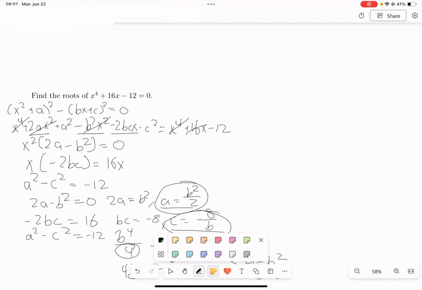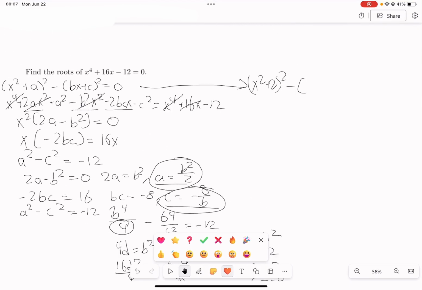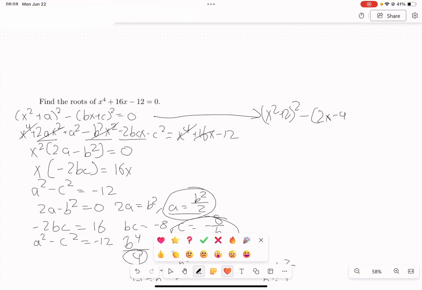Now we can go all the way back up to this here. (x squared plus 2) squared minus (2x minus 4) squared equals 0. We can do what I mentioned earlier, where we move the second term to the right side. Square root both sides. Note that we do get plus minus, so we do have to split into two quadratics. Move the terms over.